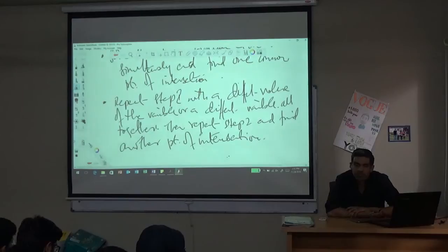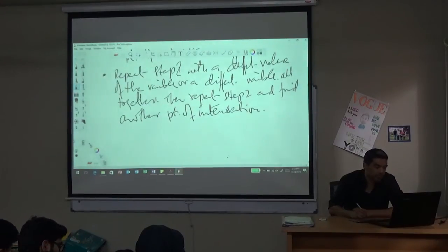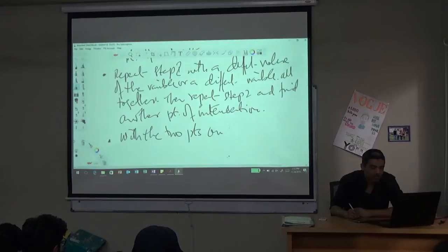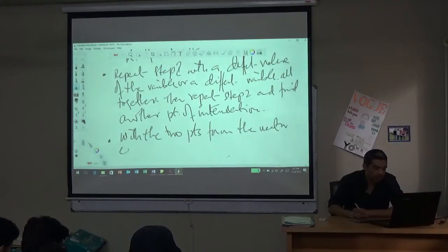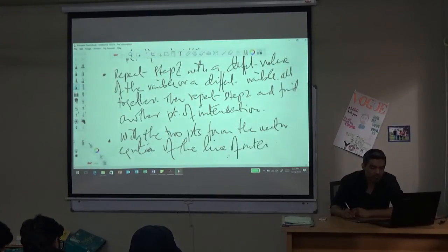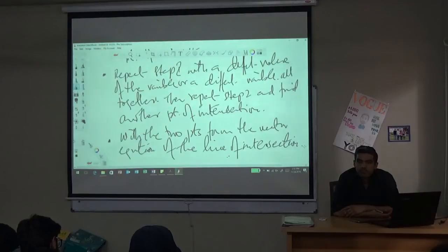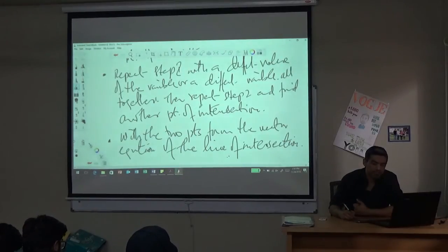Once you have 2 points of intersection with you, then it's just constructing the vector equation. With the 2 points, form the vector equation of the line of intersection. That you know how to do. That's case 3, I think, or case 2 of lines. Are we good? Okay, let's take an example.